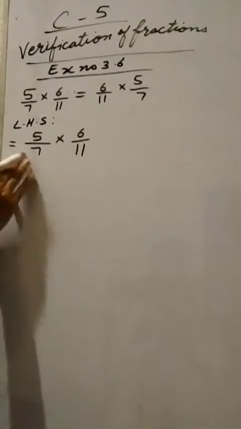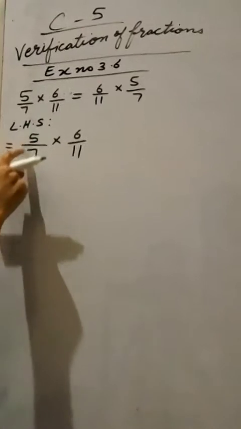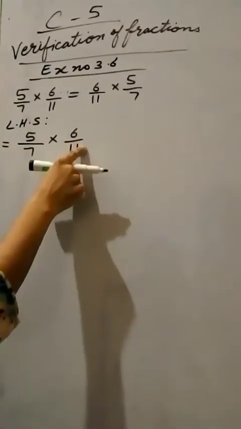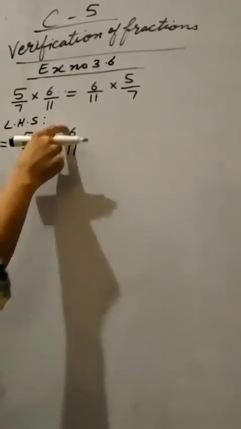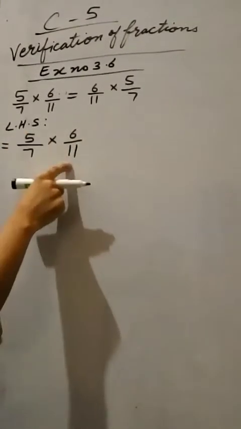How to see, how to cross, how to divide? First of all, see numerator and denominator. Can I cross with the same number? Can I divide with the same number? No. First of all, check up and down, then crossing. 7 and 6, can I cross with the same number? No. 5 and 11? No.